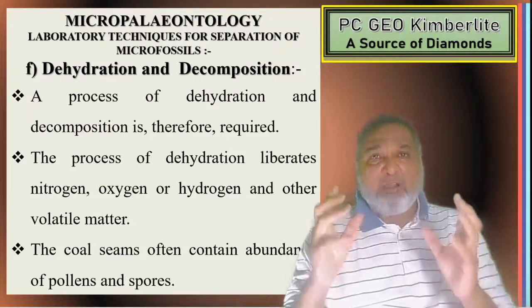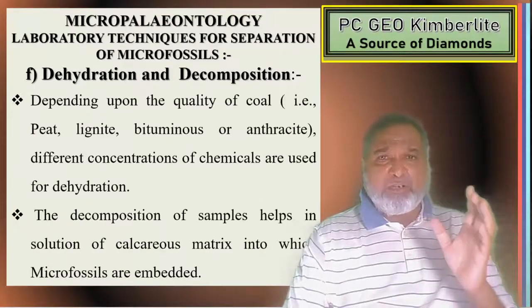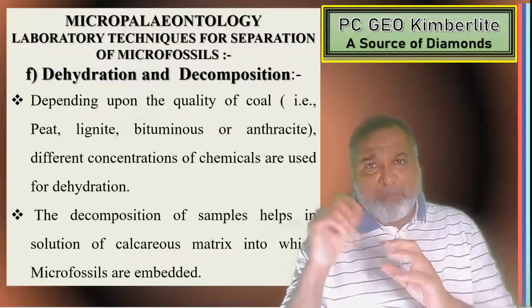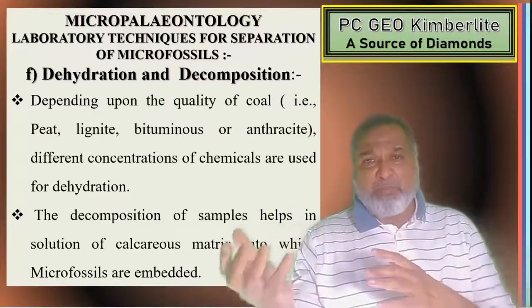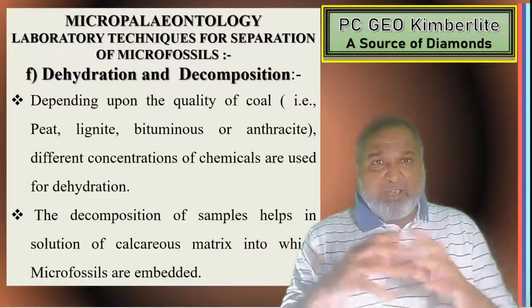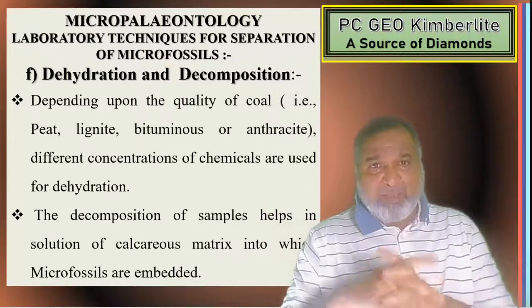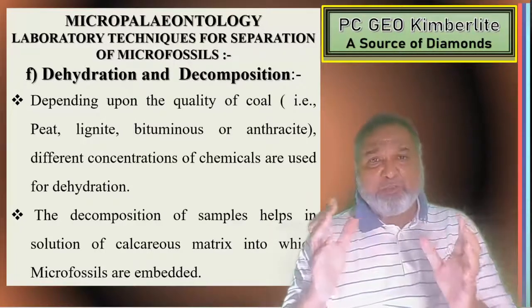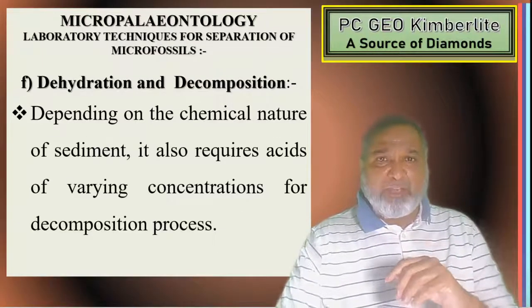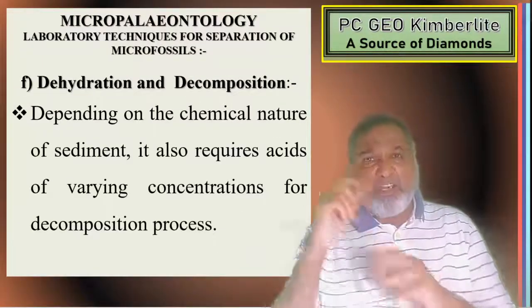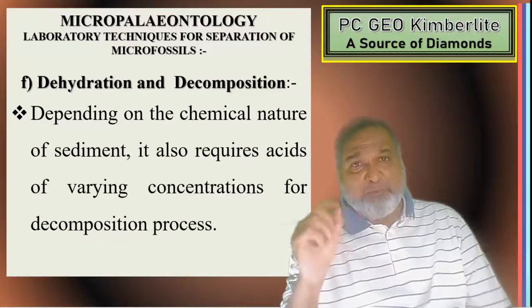A coal seam often contains an abundance of pollen and spores. So we are going to get abundant quantities of pollen and spores in the coal. Depending upon the quality of coal, whether it is peat, lignite, bituminous, subbituminous or anthracite variety, different concentrations of chemicals are used for dehydration. The decomposition of the sample helps in the solution of the calcareous matrix in which microfossils are embedded. Depending upon the chemical nature of the sediment, acid of varying concentration is also required for the decomposition process.